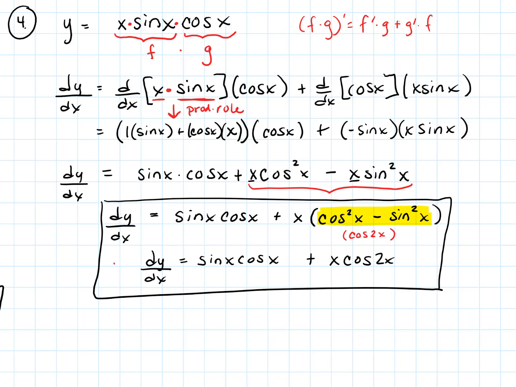Put a little "or" right here. Both of these would be acceptable answers for our derivative, but it is nice to recognize that identity popping out there, that double angle identity for the cosine. Okay, let's look at a couple more examples. We're on a roll.